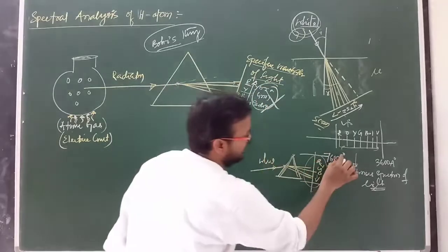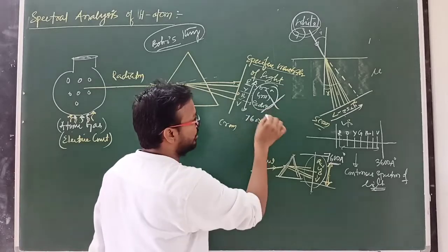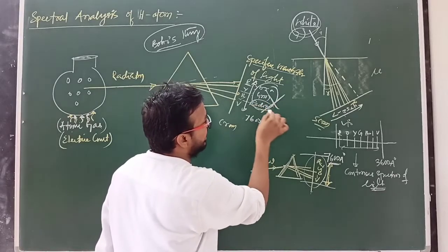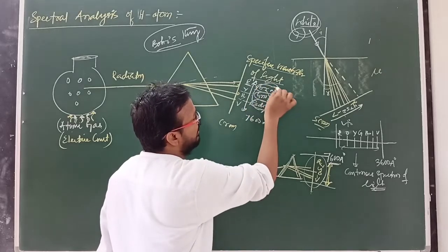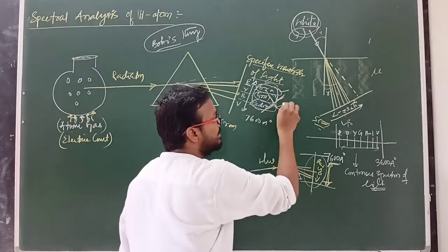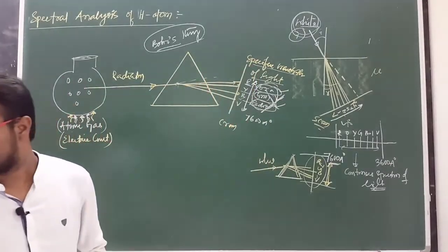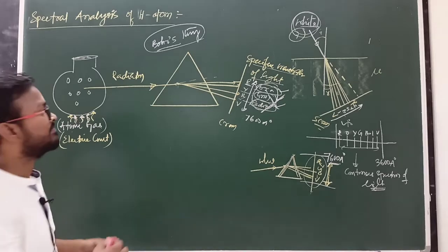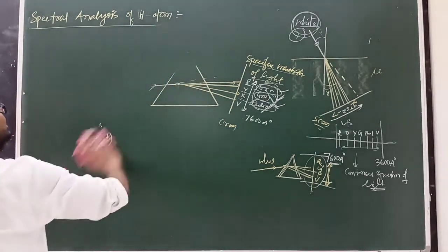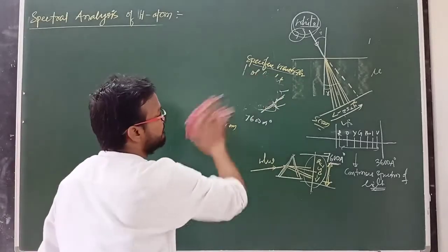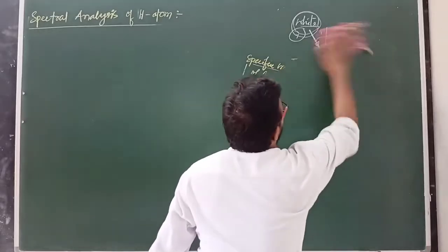So we get some specific wavelength. Suppose here the wavelength is 7600 angstrom. Then we cannot find indigo, we cannot find the wavelength of green, we cannot find the wavelength of orange. These are absent in this case. So this spectrum is a discontinuous spectrum. So we will discuss here the discontinuous spectra, which is known as spectral analysis of the hydrogen atom.